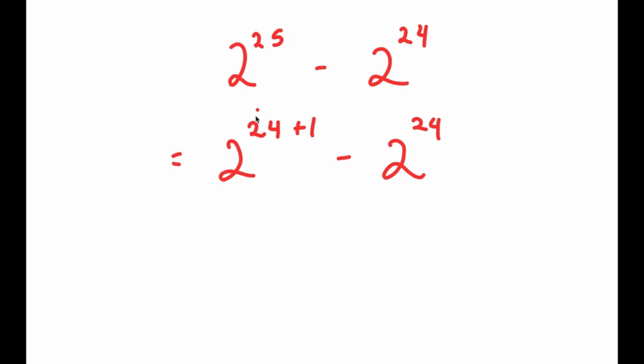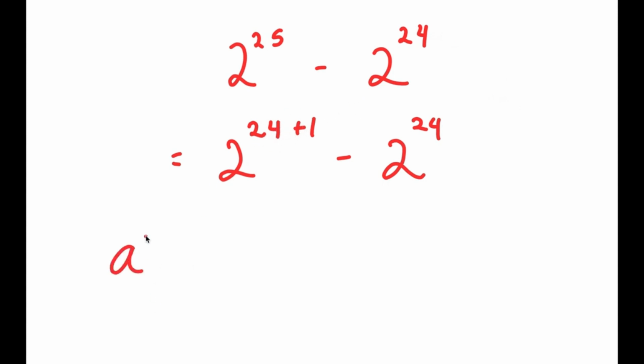And the reason I did this is because we want both of these to be the same. We want to have 2 to the power of 24s. So the best way of changing 2 to the power of 25 as 2 to the power of 24 times something is to rewrite this as 2 to the power of 24 plus 1.